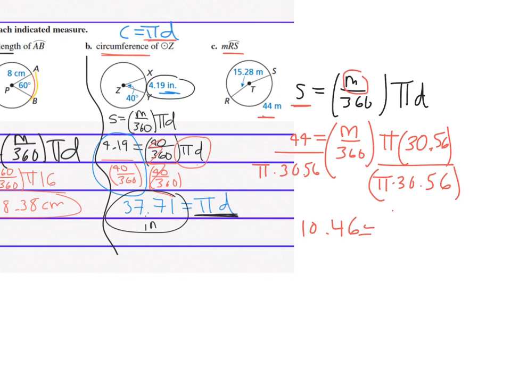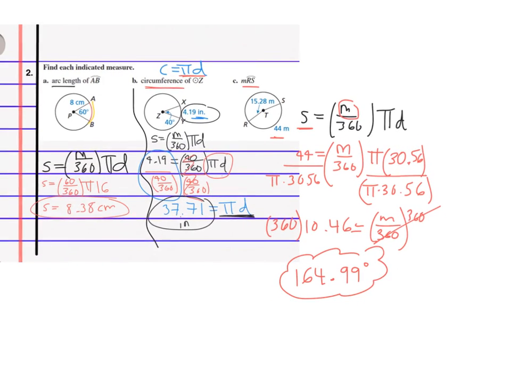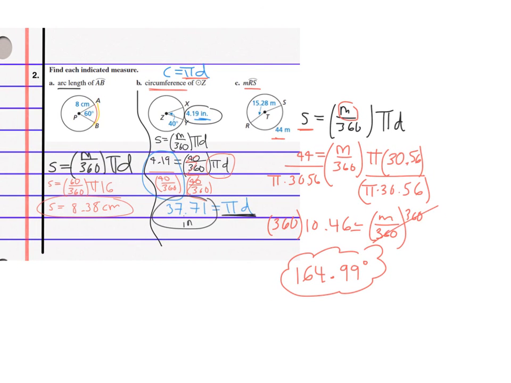And that equals M over 360. Then my last step to find M to get rid of my fraction is to multiply by the denominator, multiply each side by 360. So I'm doing 360 times 10.46, and I'm getting 164.99 degrees. That is my central angle, or the measure of RS.